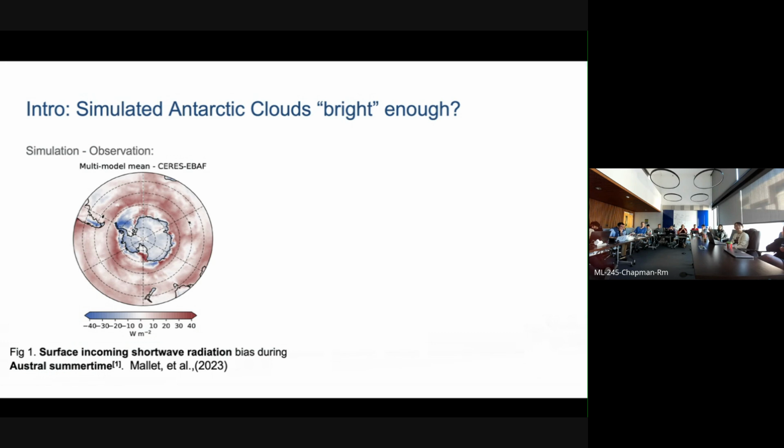So this is a quick introduction of the motivation of this study. Here on this figure, Mallet et al. 2023 point out that there are, in general, biases over the Austral summertime of surface incoming shortwave radiation. You can see this is simulation minus observation. Over the Southern Ocean, it's in general red color, which represents an overestimation of the surface incoming shortwave solar radiation. In other words, this can potentially be related to non-reflective cloud.